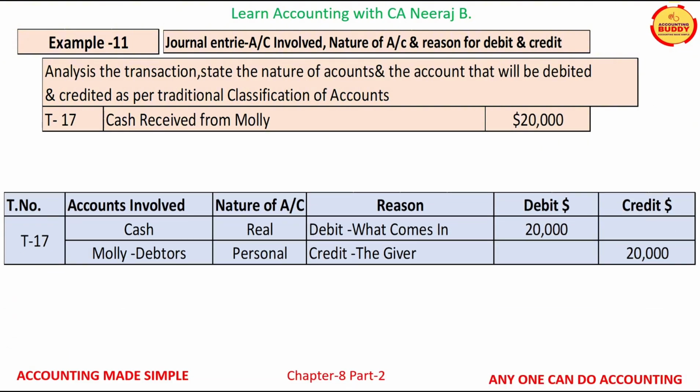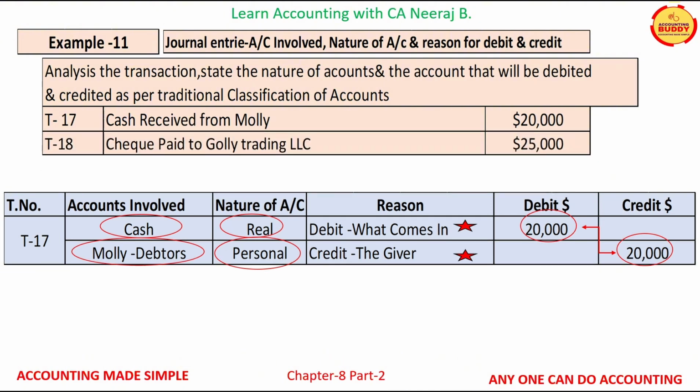The two accounts which are getting affected by this transaction are cash account and Molly's debtor account. Cash is a real account and the rule of debiting a real account is debit what comes in. Molly's debtor account is a personal account and the rule for crediting a personal account is credit the giver. Therefore, this transaction is recorded for $20,000 by debiting the cash account and crediting the Molly's debtor account.